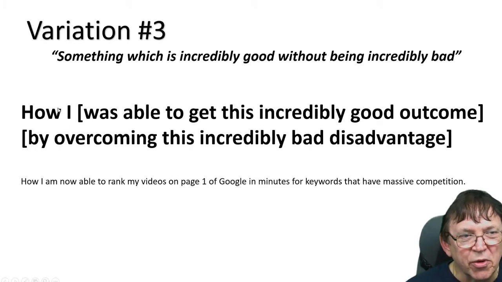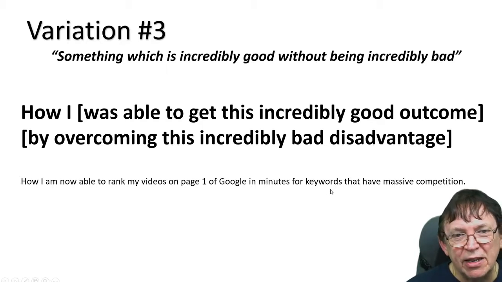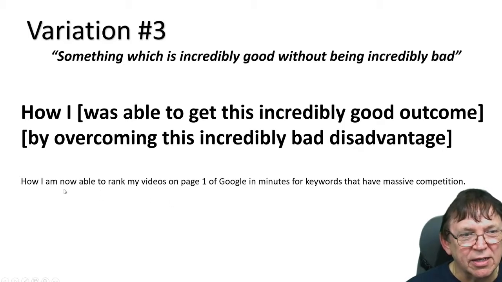Okay, so here's variation number 3, how I was able to get this incredibly good outcome by overcoming this incredibly bad disadvantage. And I can speak from personal experience. This is a major challenge. How I'm now able to rank my videos on page 1 of Google in minutes for keywords that have absolutely massive competition. Imagine that you're trying to rank a keyword, and somebody says, hey, you know what, if you can do it in minutes, wouldn't you want to do that? I'm guessing you probably would.